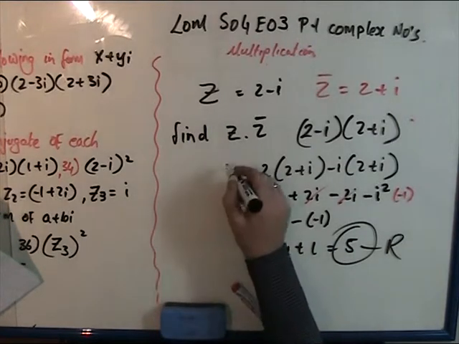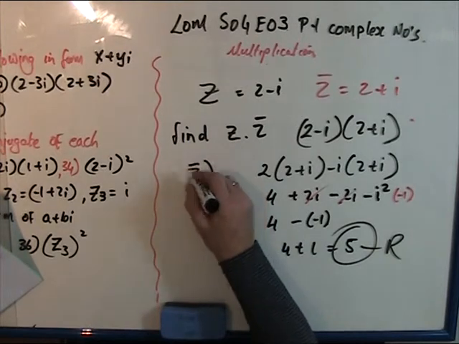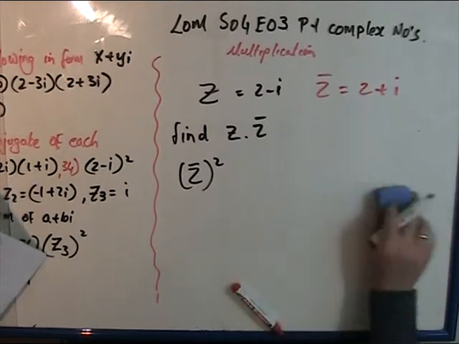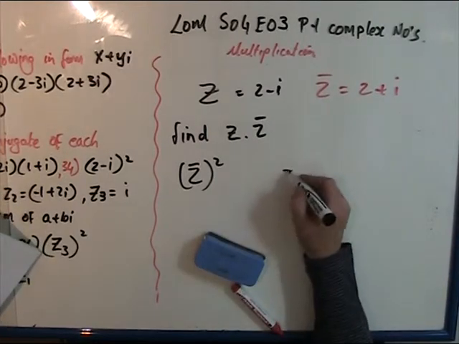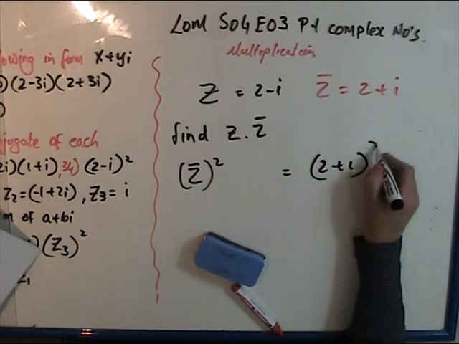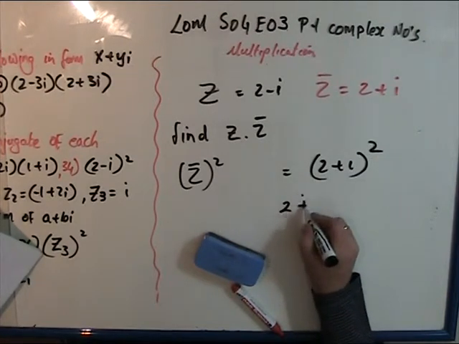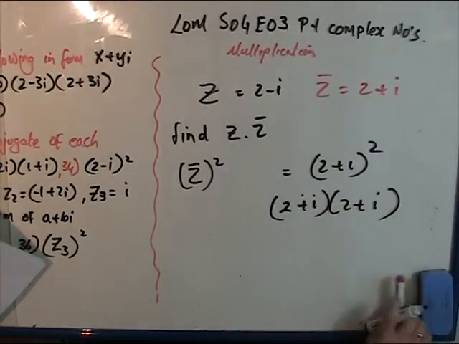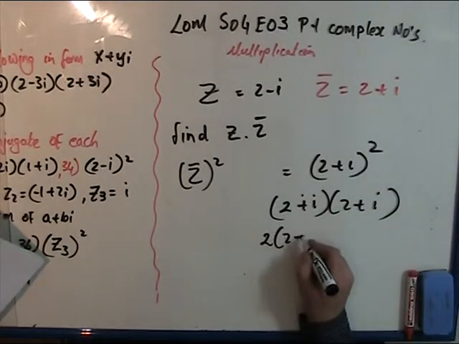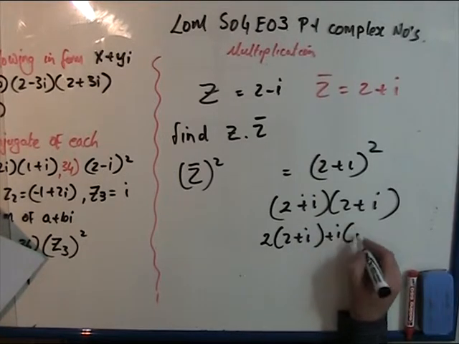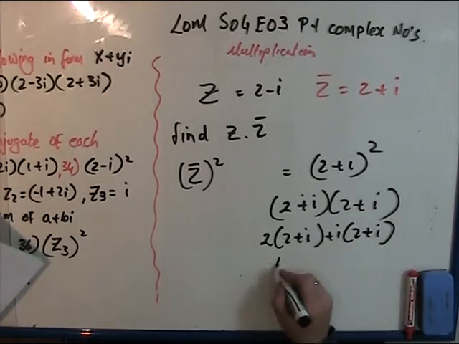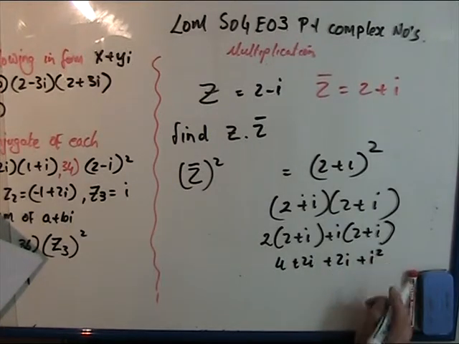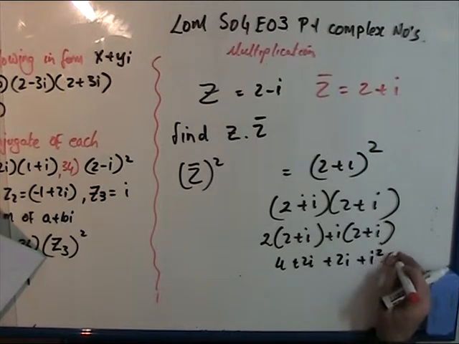Let's try z bar squared. Find z bar squared. Now, what does that mean? That means the conjugate squared. Okay, so it's the same as 2 plus i all squared, which is the same as 2 plus i times 2 plus i, and we work them out. You get 4 plus 2i plus 2i plus i squared, that's minus 1.